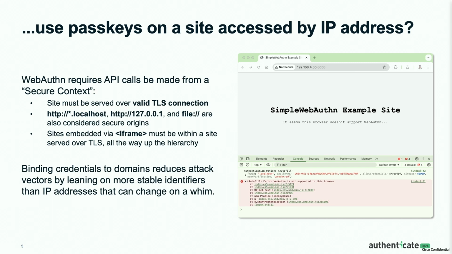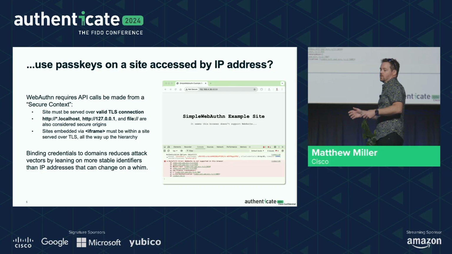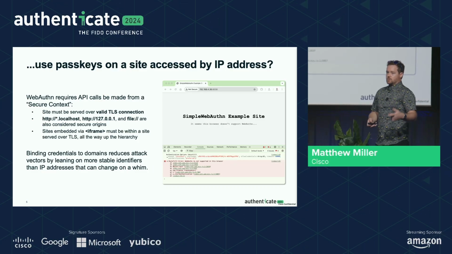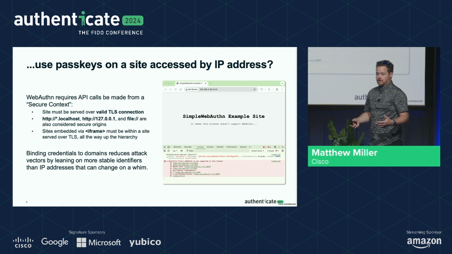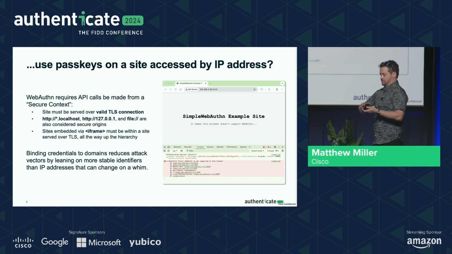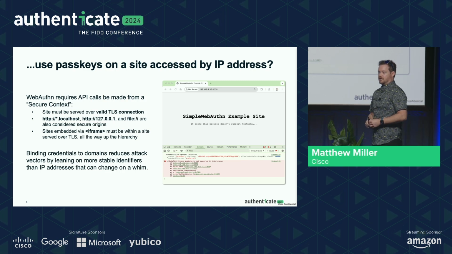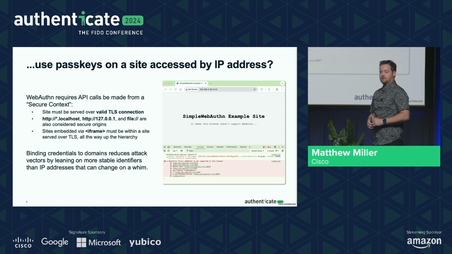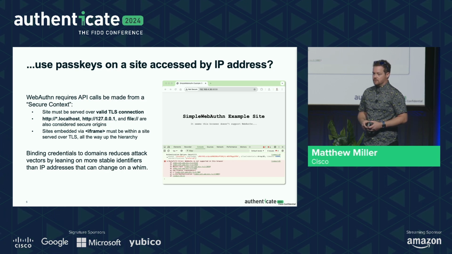It's basically three simple things. The site must be served over a valid TLS connection. If it's not, it must be localhost, so either http://localhost or something.localhost is fine. 127.0.0.1 is technically an address from which a secure context can be derived, and file URIs are considered secure as well. For sites embedded in iframes, everything up the parent relationship, all the way up to the root document, has to be served over TLS in order for WebAuthn calls to succeed.